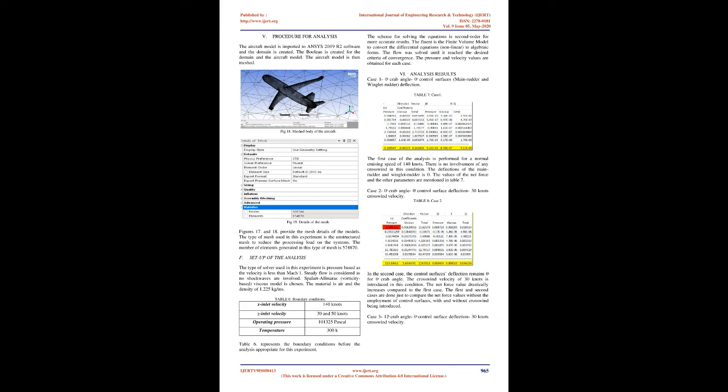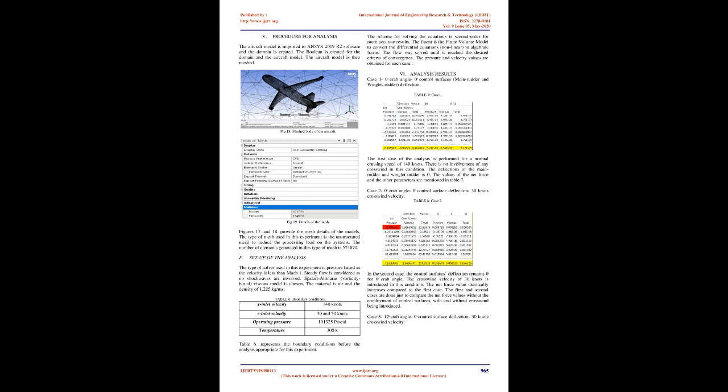The case 3 represents the 12-degree crab angle given to the aircraft model. The control surface deflections remain 0 with 30 knots crosswind velocity. The 12-degree crab angle is considered based on the Table 9. When the aircraft was given a crab angle of 12 degrees, the force was reduced to a certain extent due to the crabbing technique.